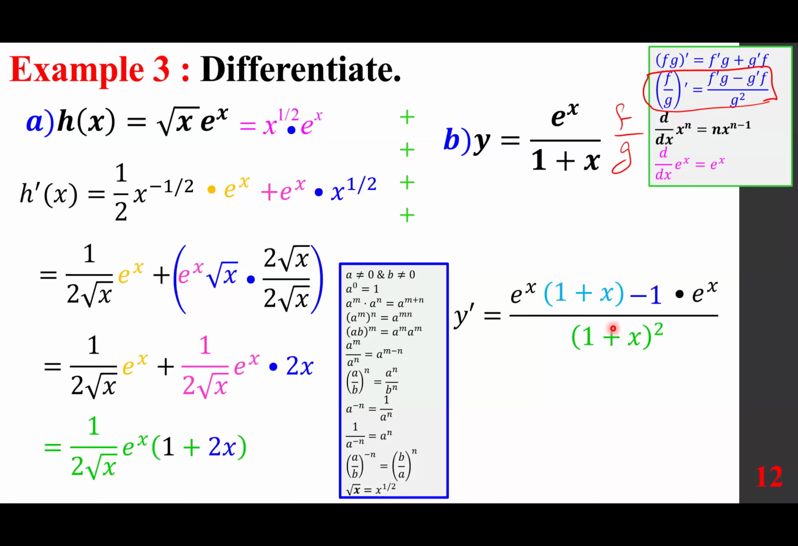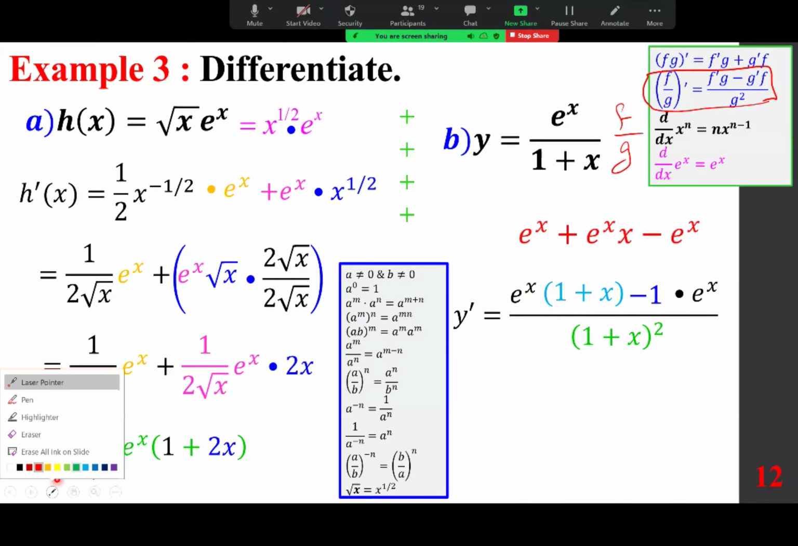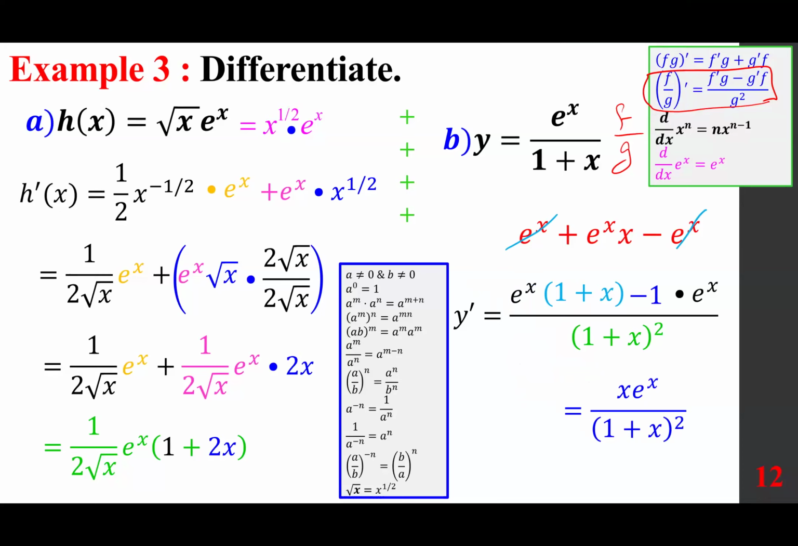So I'm done. I'm going to simplify this, and please understand again that this is the only calculus step. So if I want to combine them, I'm going to distribute. I get e to the power of x times x, minus e to the power of x, plus e to the power of x, and these two cancel each other. I put the x in front of e to the power of x, and I'm done. X e to the power of x over 1 plus x quantity squared.